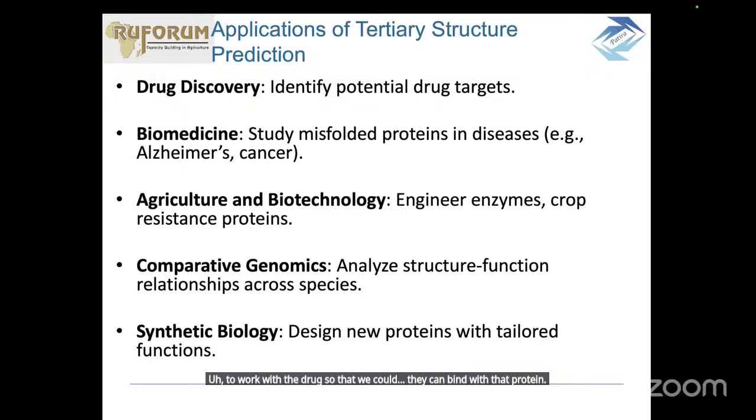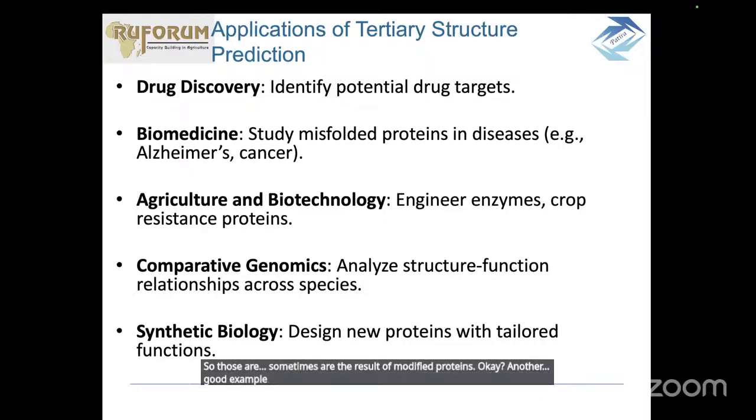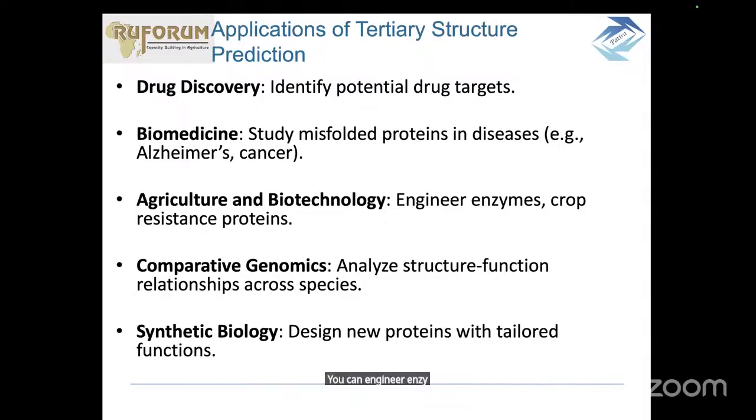And also in medicine, sometimes people who have Alzheimer's or cancers, those are sometimes the result of modified proteins. Okay. Another good example is in agriculture and biotechnology. You can engineer enzymes, you can engineer crops like Bt resistance. All those are done using 3D structure.